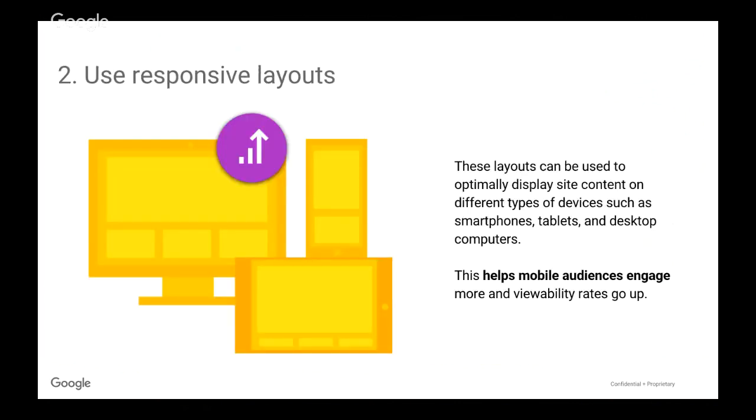Make sure that your website is responsive. As you know, users are more and more advanced, they are visiting your website on multiple screens, not only desktop, but also tablets and mobile smartphones. Make sure that your site is optimized in all screens so that it will help the mobile audience engage more. And this actually will help your viewability rates to go up.